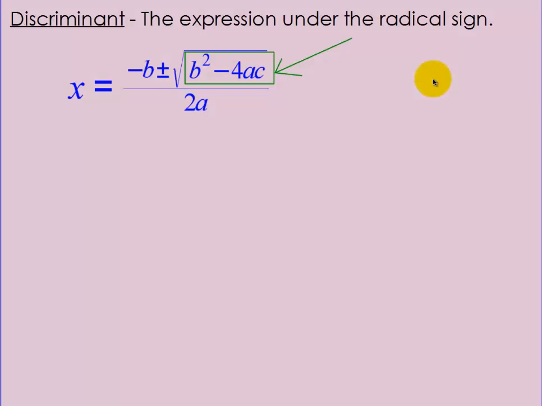The other part of the quadratic formula is a concept called the discriminant. The discriminant is the expression that's under the radical sign, so in the square root. So it's going to be b squared minus 4ac. That is going to be the discriminant.